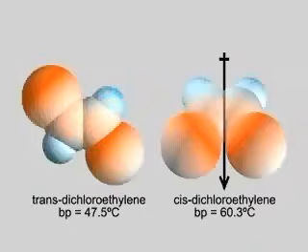Since greater polarity leads to stronger attractions among the molecules, the cis compound boils over 18 degrees higher than the trans compound.